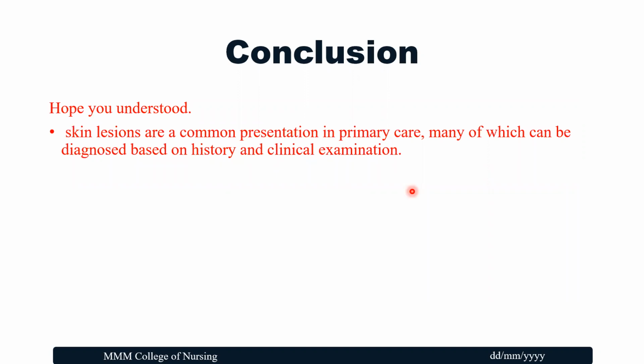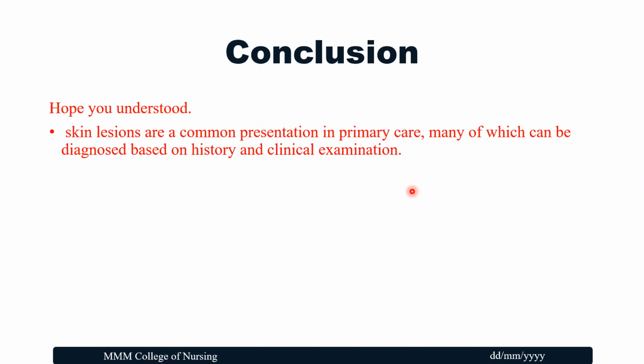Hope you all understood. I would like to conclude my topic. So far, we had discussed the primary lesions: macule, papule, patch, nodule, plaque, vesicle, bulla, wheal, and pustule. Under secondary lesions, we had also discussed scale, crust, fissure, ulcer, erosion, excoriation, necrosis, skin atrophy, and scar.